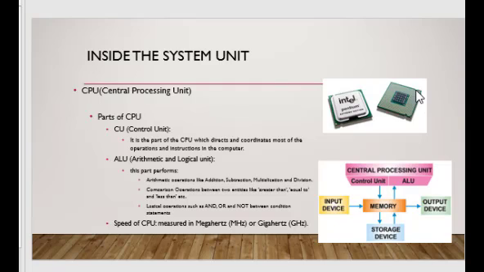It is the part of the CPU which directs and coordinates most of the operations and instructions in the computer. ALU, the arithmetic and logical unit. This part performs arithmetic operations like addition, subtraction, multiplication and division. It also performs comparison operations between two entities like greater than, equal to and less than, etc. Logical operations such as AND, OR and NOT between two condition statements. The speed of a CPU is measured in megahertz or gigahertz.